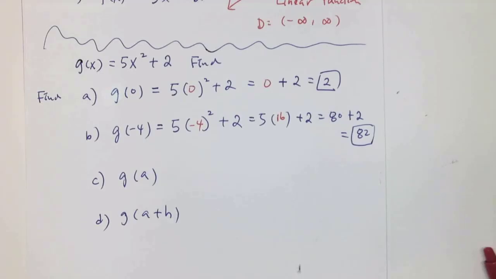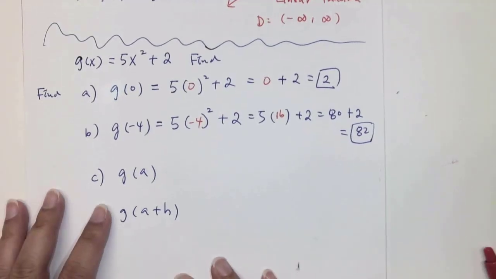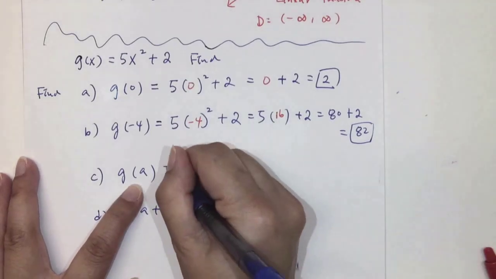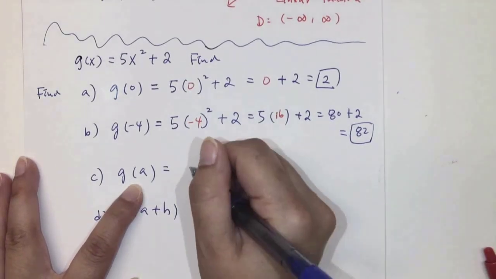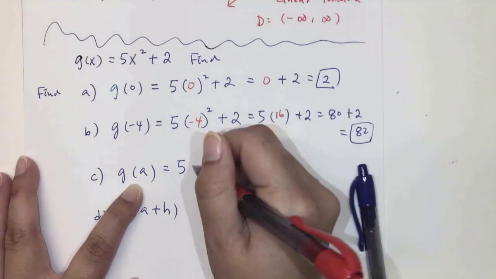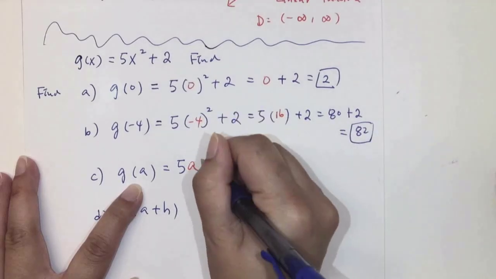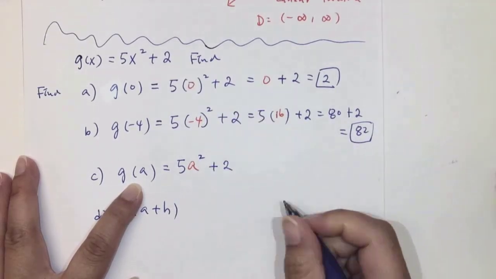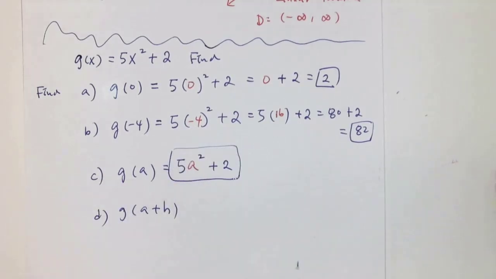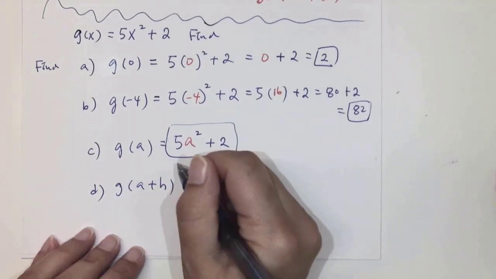Okay, so just plugging in numbers, make sure you follow order of operations. The next one just means whenever I see x, I need to plug in a, so it's going to be 5 times a perfect square plus 2. That's all I can do, right? Nothing else.